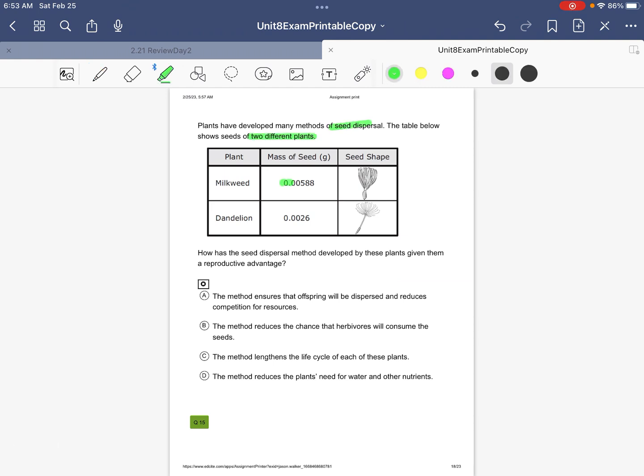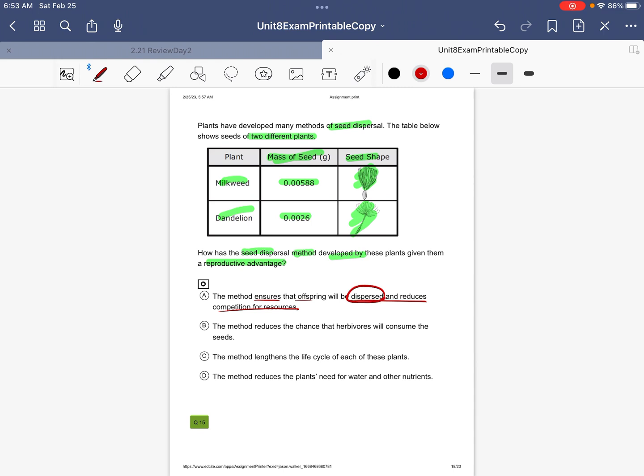Plants have developed many methods of seed dispersal. The table shows 2 different plants. So here we have the mass and the seed shape. If you look here, the milkweed and the dandelion, they are made to fly. They weigh very little, and their seed shape is such that they can get further. How has the seed dispersal method developed these plants? By giving them a reproductive advantage. So how does them being able to blow far away help them reproduce? It ensures offspring will be dispersed and reduces competition for resources.